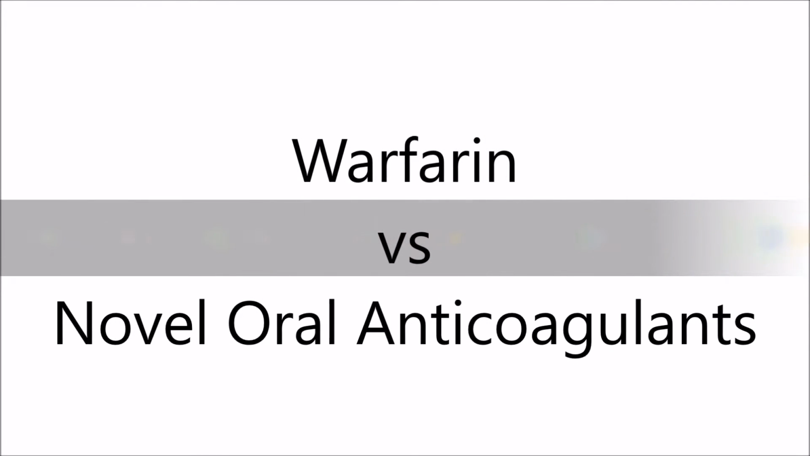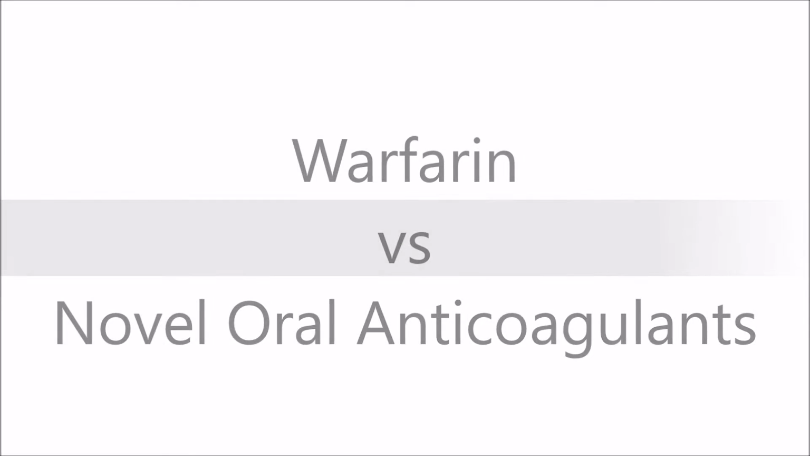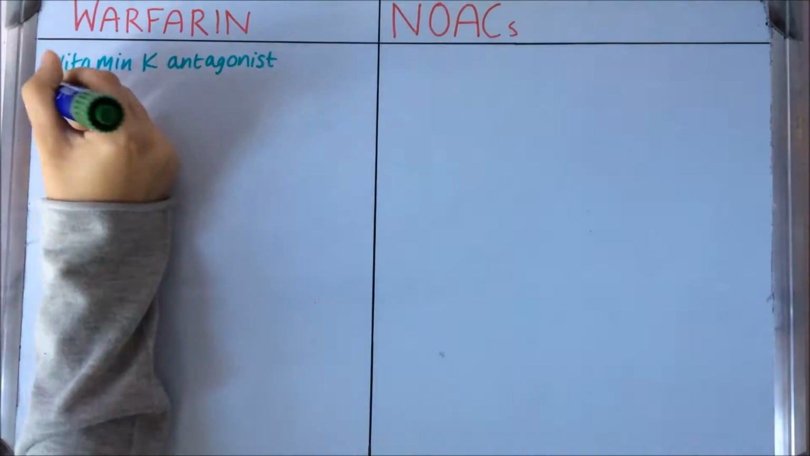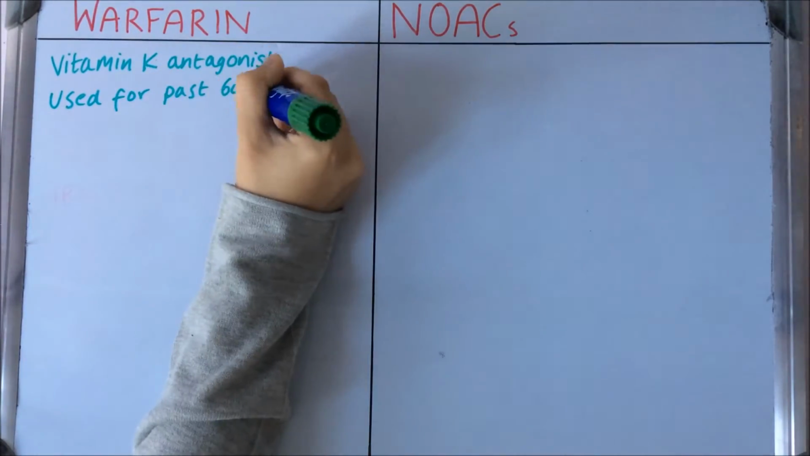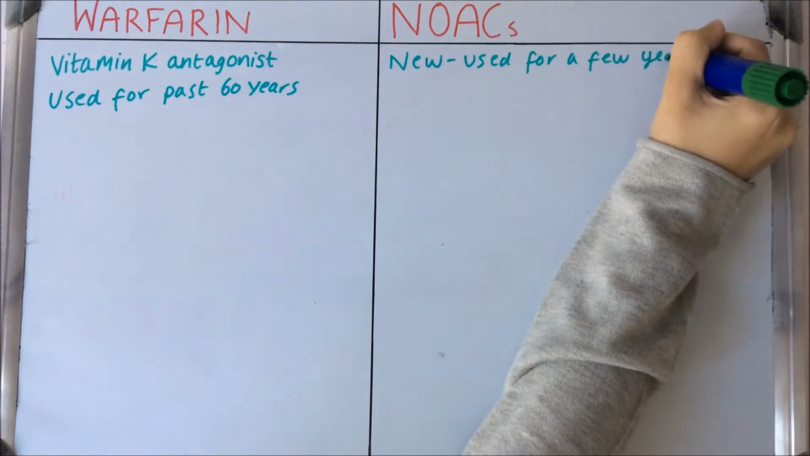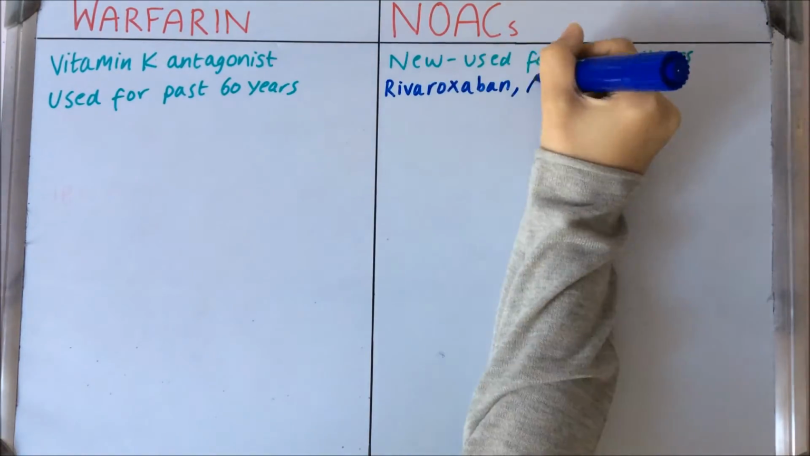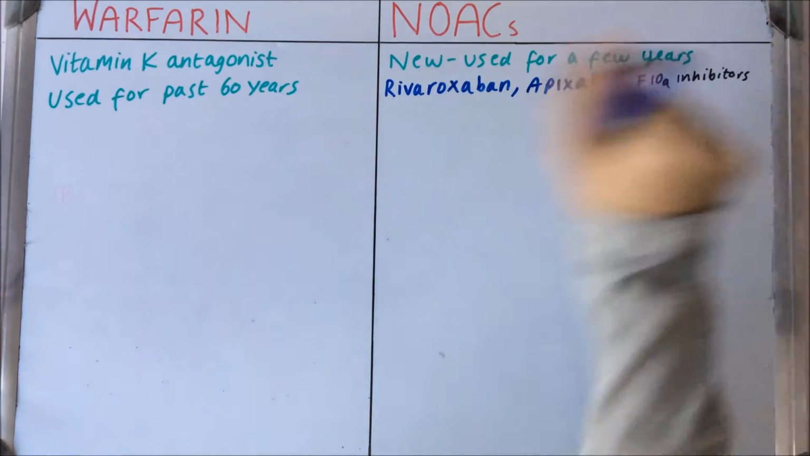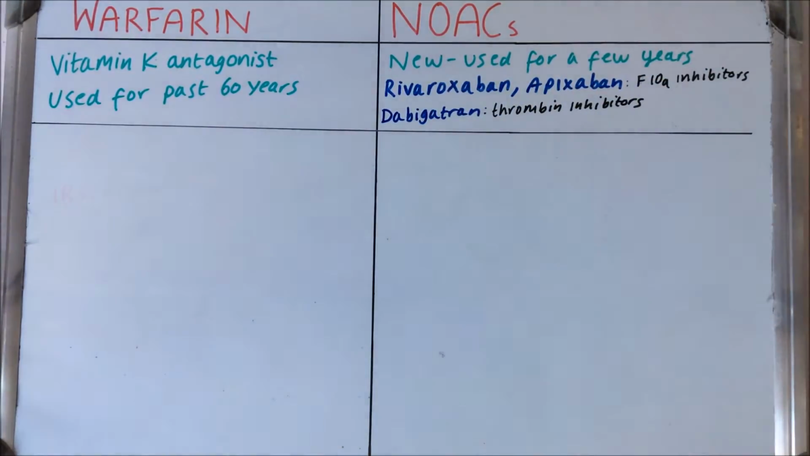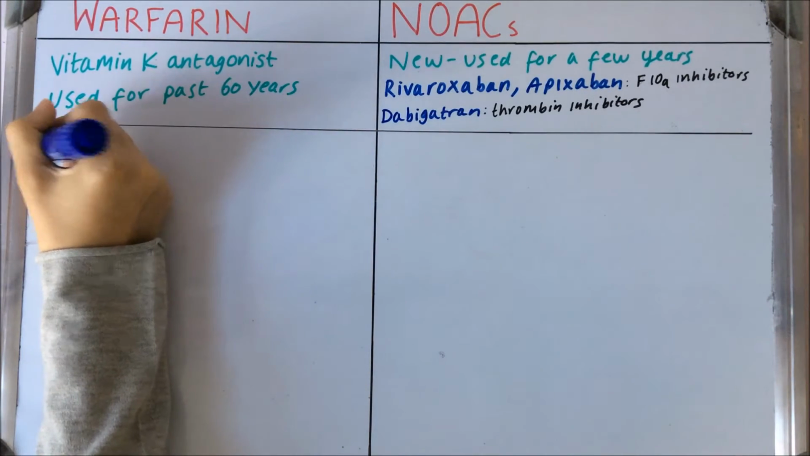Today's video will be on warfarin versus novel oral anticoagulants, also known as NOACs. Both are oral anticoagulants. Warfarin is a vitamin K antagonist and has been used for the past 60 years. NOACs are new and have come into effect over the past few years. Some examples of NOACs are rivaroxaban, which is a factor 10A inhibitor, and dabigatran, which is a thrombin inhibitor. Now that we know about the drugs, let's get into the video.